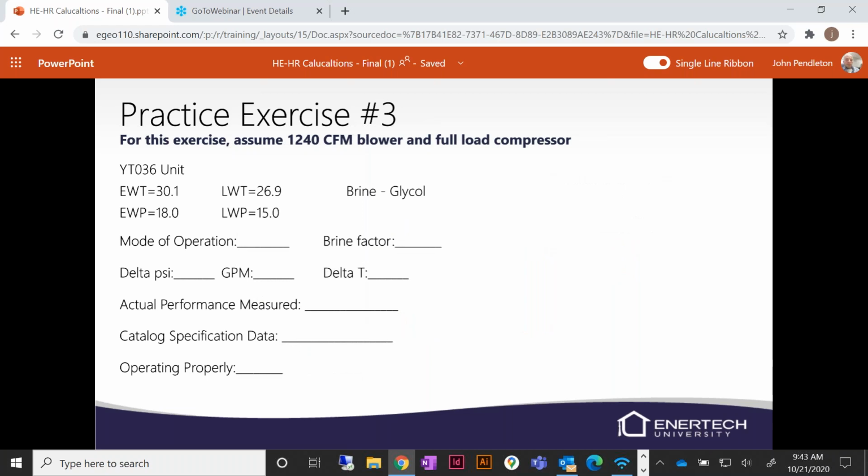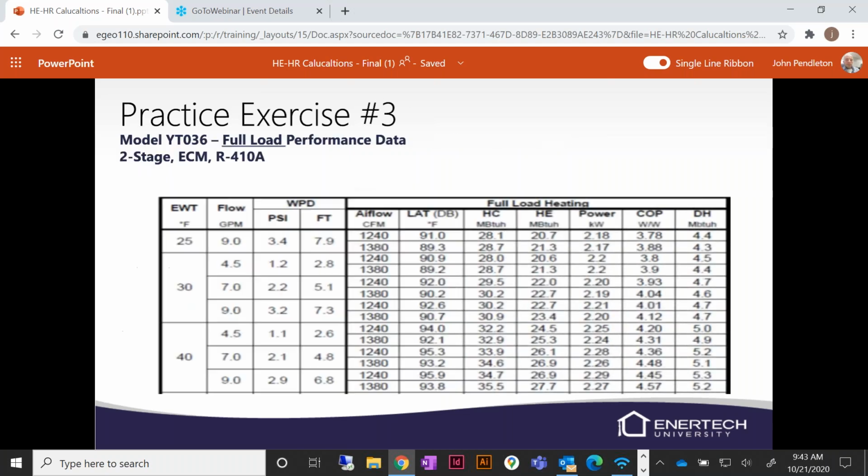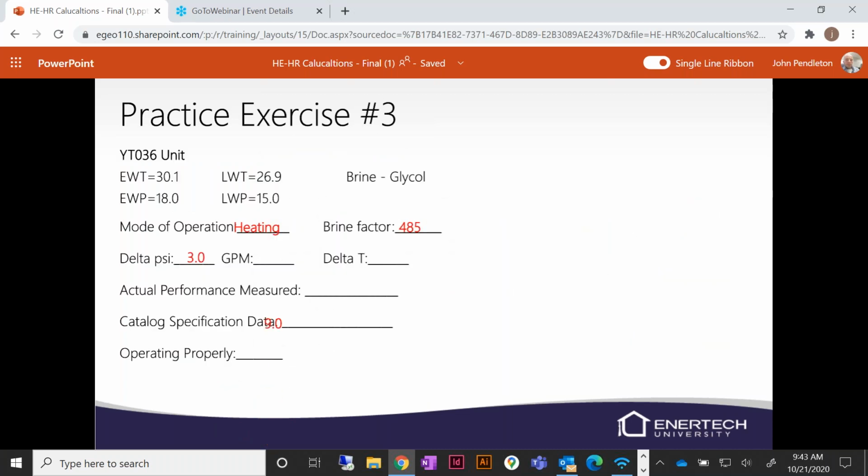So here we do have antifreeze in this system. We're in heating mode, so our brine factor for glycol is 485. We had a 3-pound pressure drop at 30 degree entering water temperature. So if we look, 30 degree entering water temperature and roughly a 3-pound pressure drop would be our 9 GPM. So we know our GPM, our delta T was 3.2.